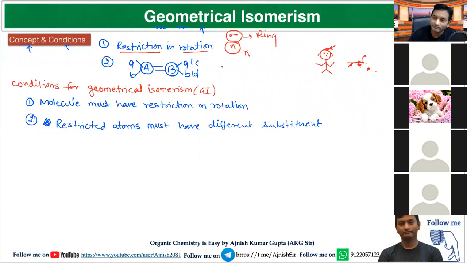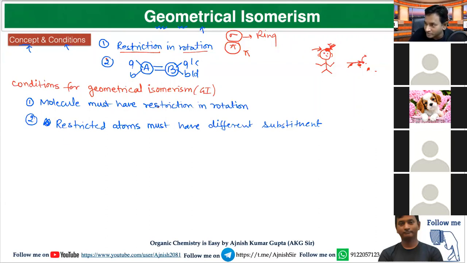Use the brain. There are two important points. The condition is that the molecule must have restriction in rotation, and second, restricted atoms must have different substituents. Medical is the examination of this brain. So many questions arise to check your mental ability.